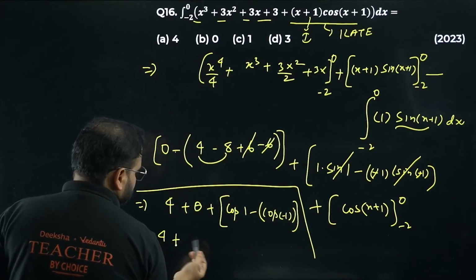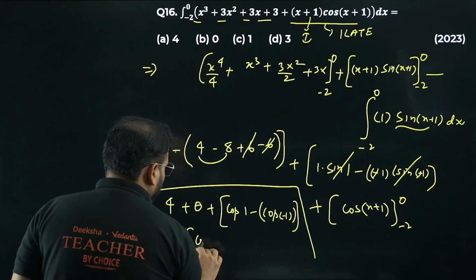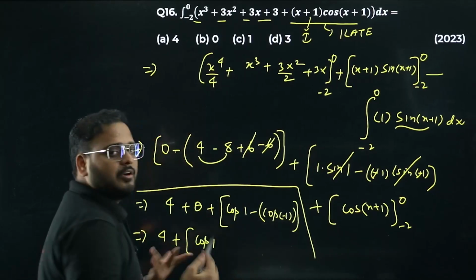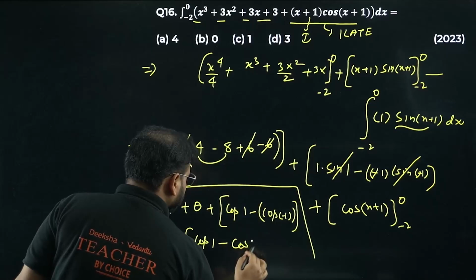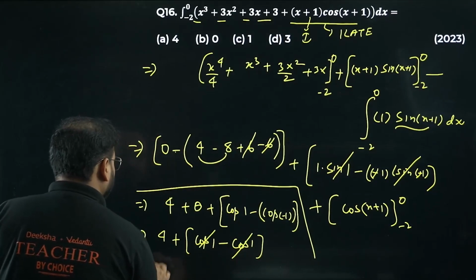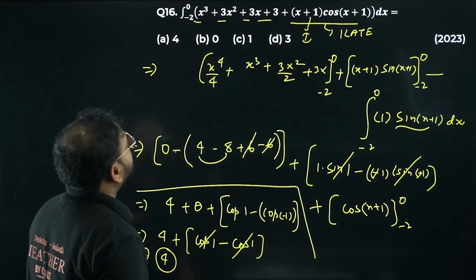I get 4 plus 0, nothing. Have a look: cos of 1, and cos of minus 1 is how much, sir? Cos of 1 only, right? Cos of minus x is simply cos x. So I get one more time cos of 1. Cancel, cancel. What is the answer going to be? The answer is simply 4. So option A is correct.